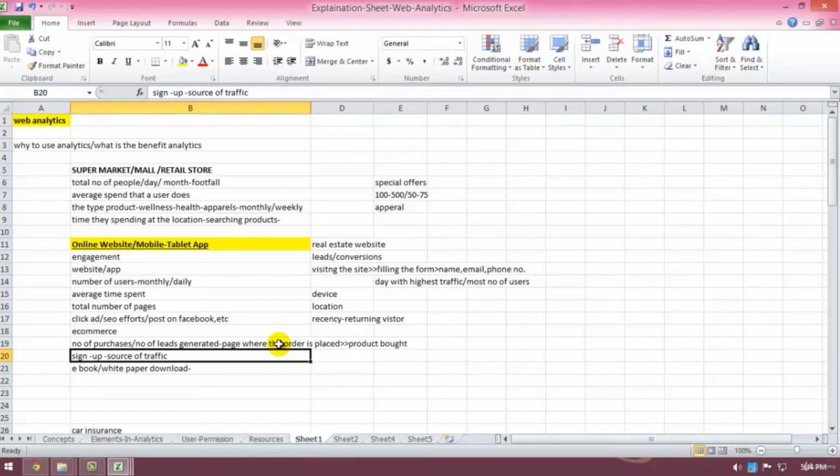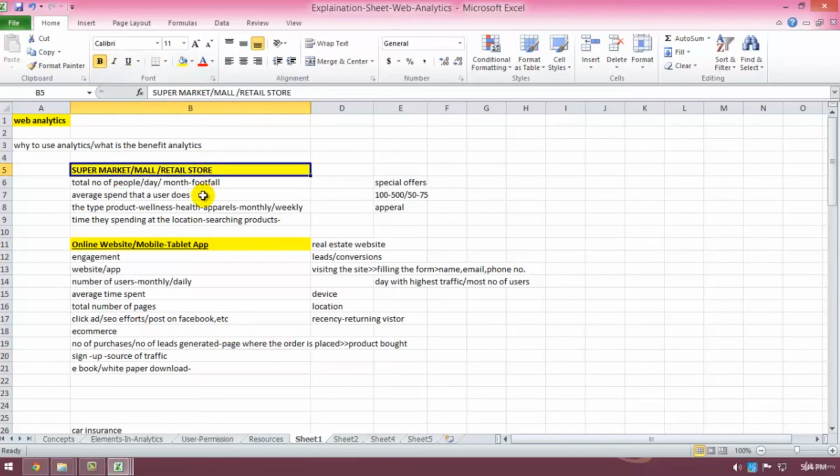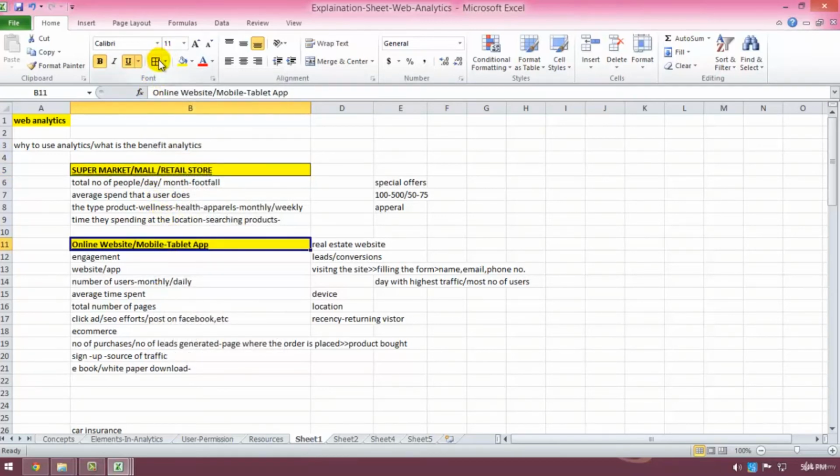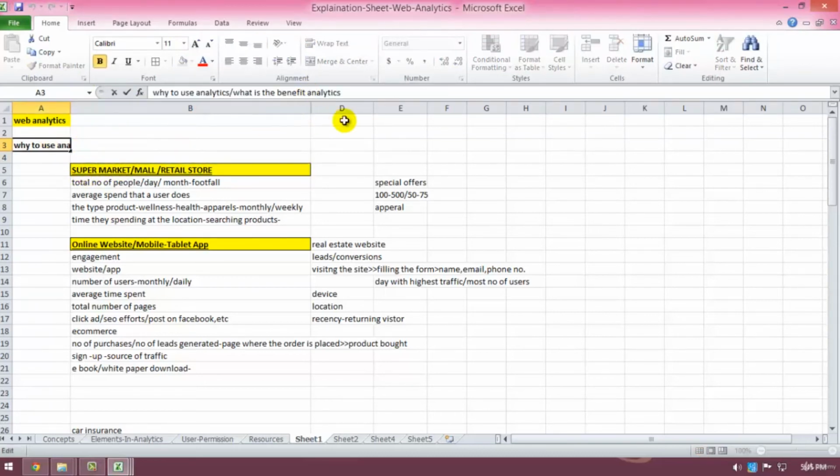So the main reason I'm quoting these examples: first I went through an example of a supermarket or a mall, and in the second one I explained a website. Here you can see there is indeed a connect between both of them, which will help you understand the reason why we need to use web analytics, or what is the benefit of using web analytics itself. So that's a connect which I want to establish with you.